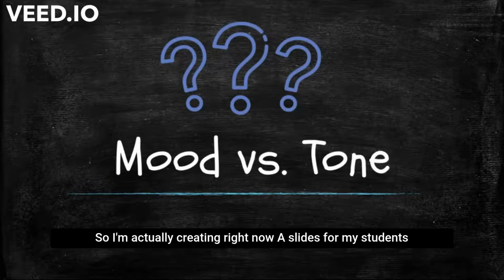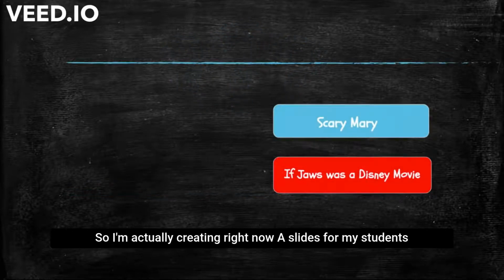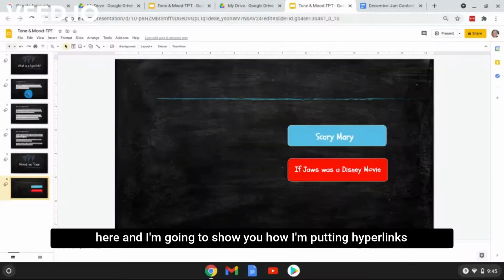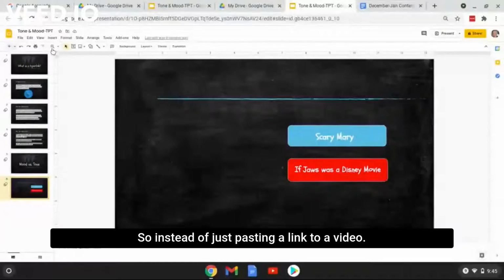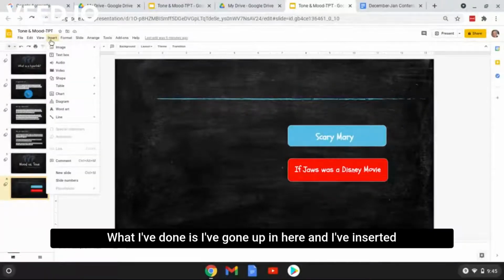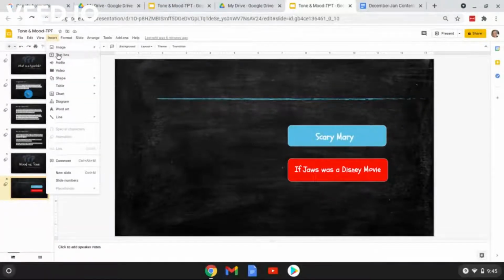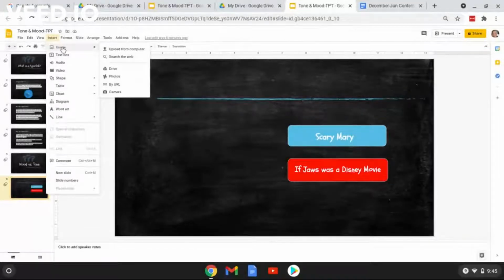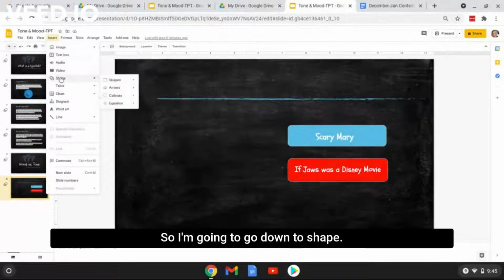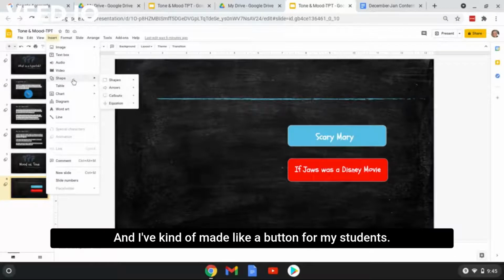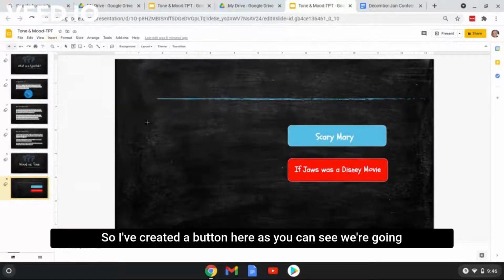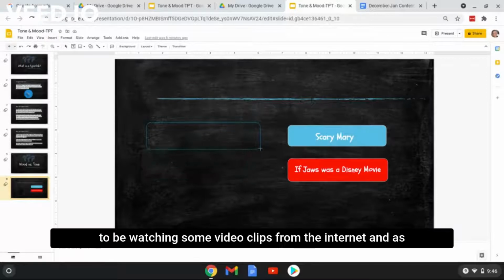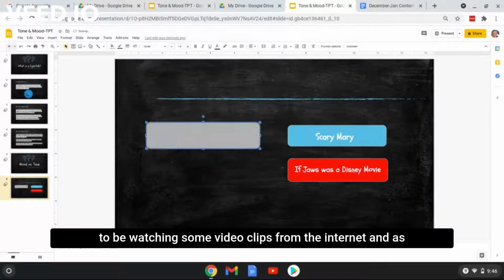So I'm actually creating slides for my students right now, and I'm going to show you how I'm putting hyperlinks in my slideshow. Instead of just pasting a link to a video, I've gone up here and inserted a shape. I'm going to go down to shape, and I've made a button for my students. As you can see, we're going to be watching some video clips from the internet.